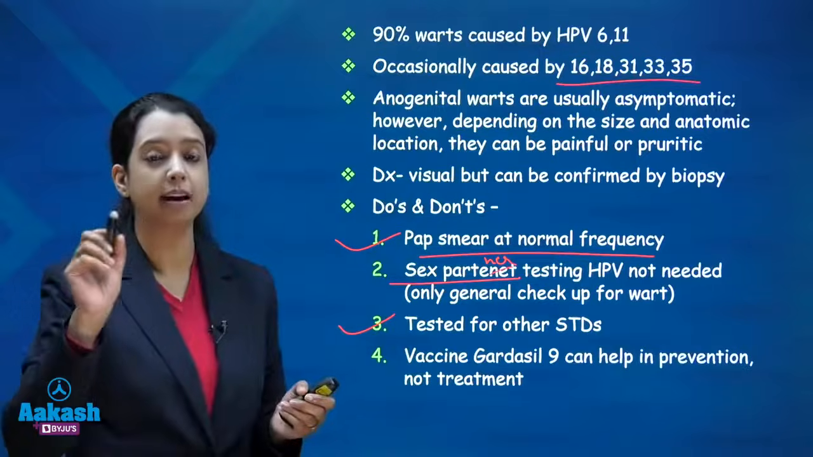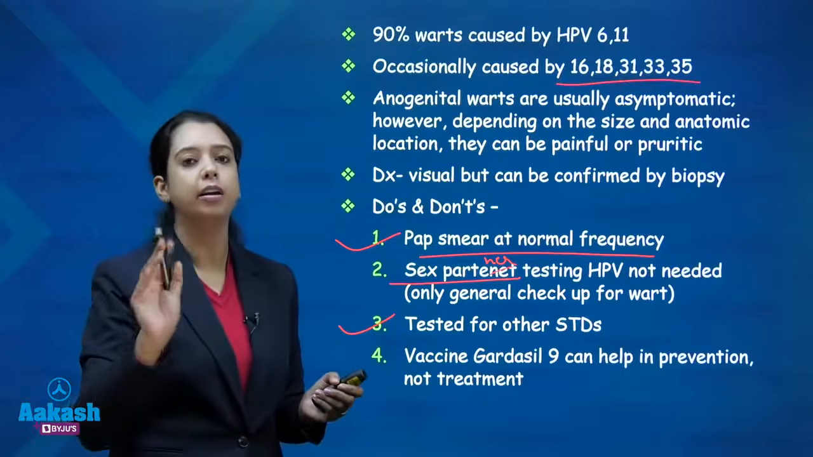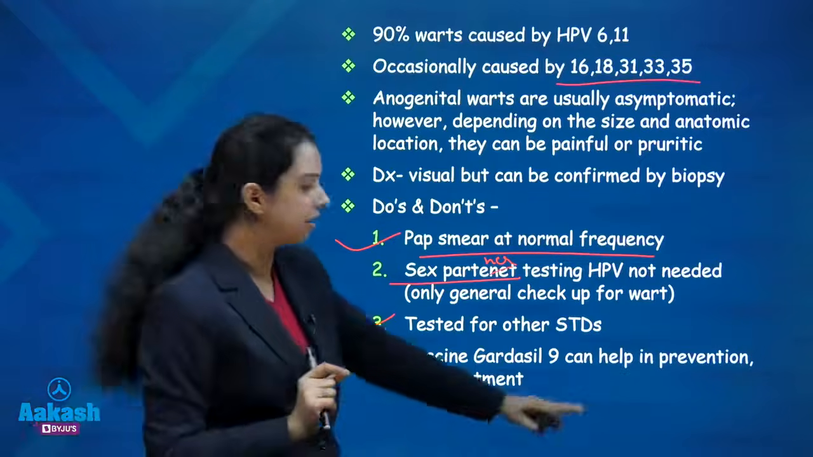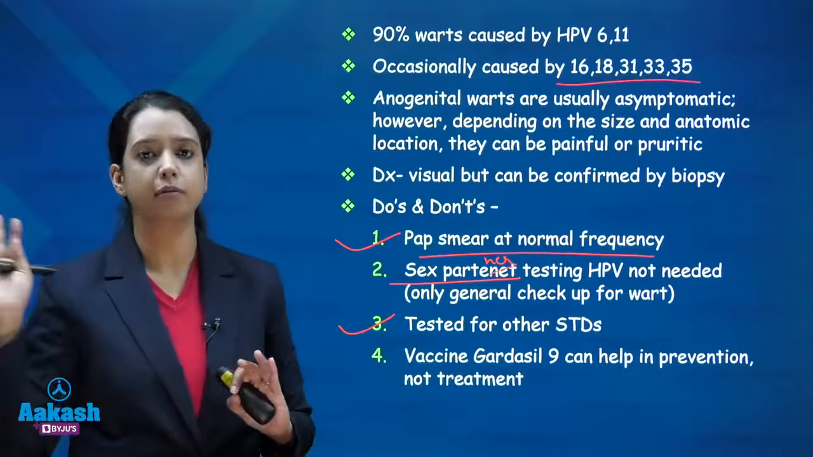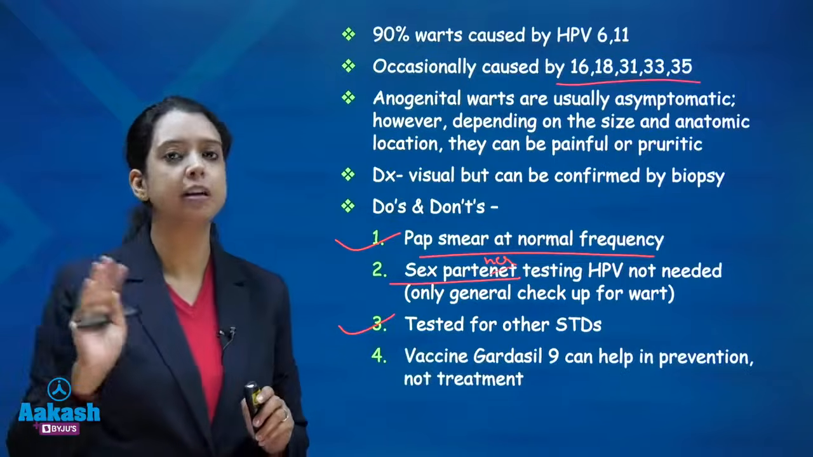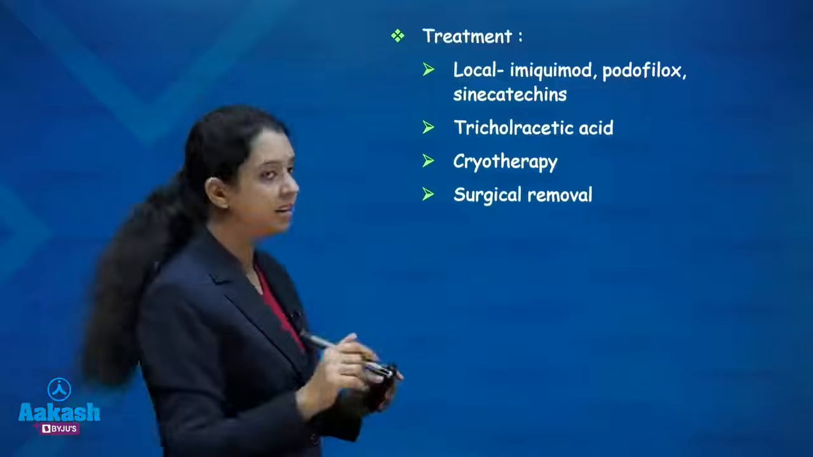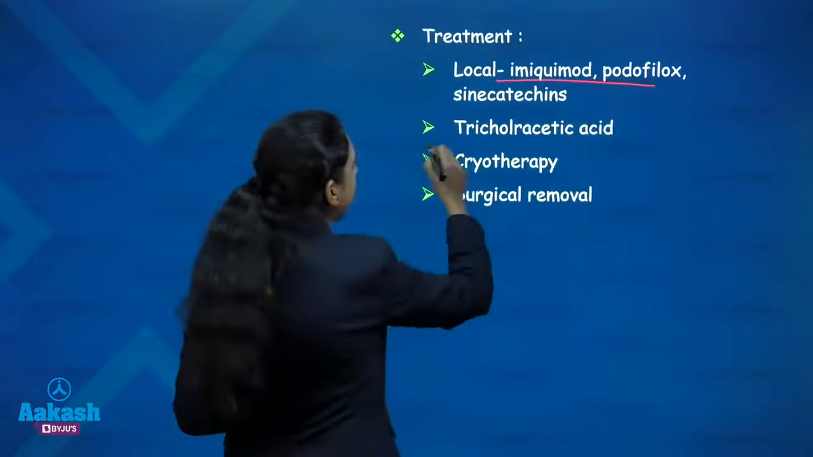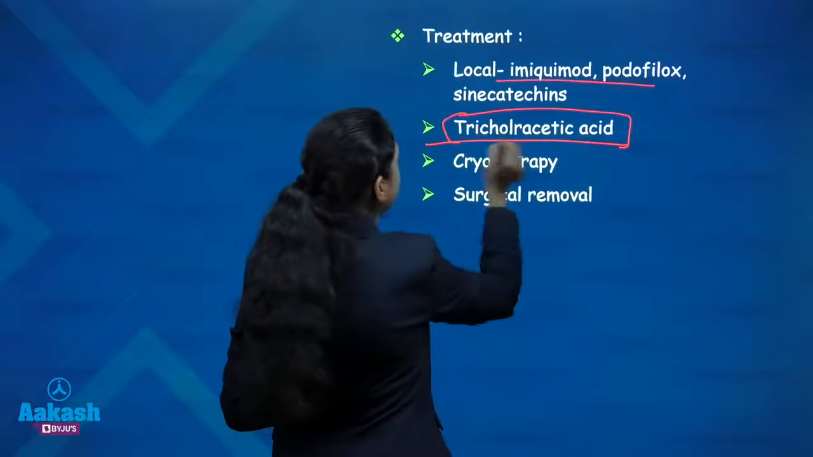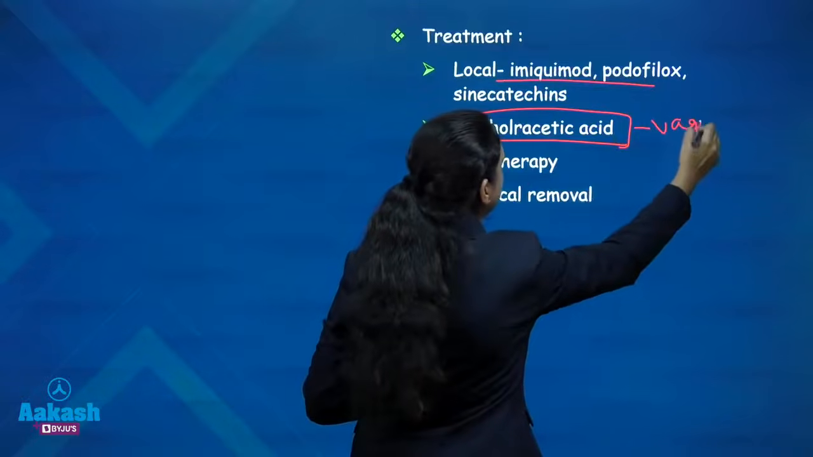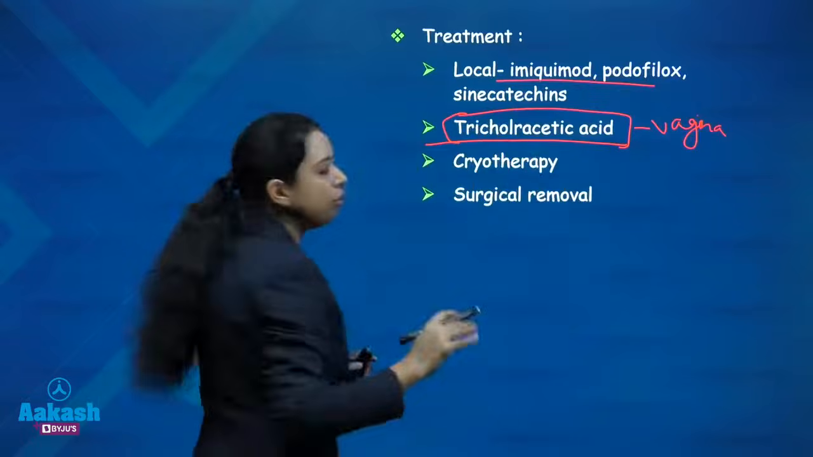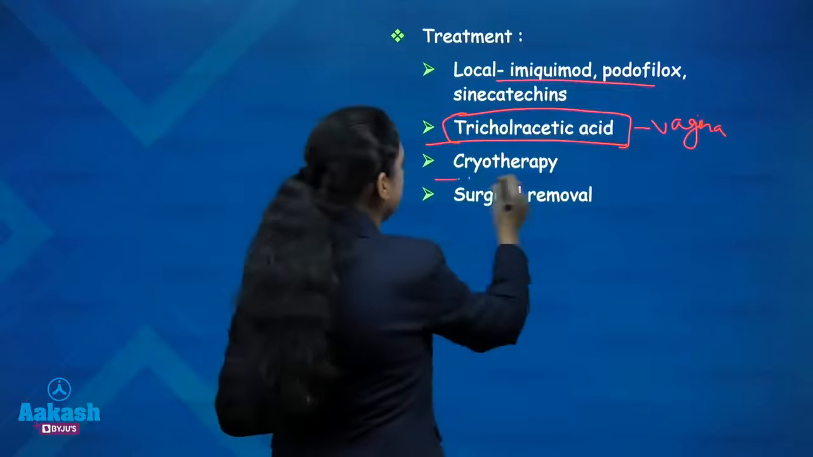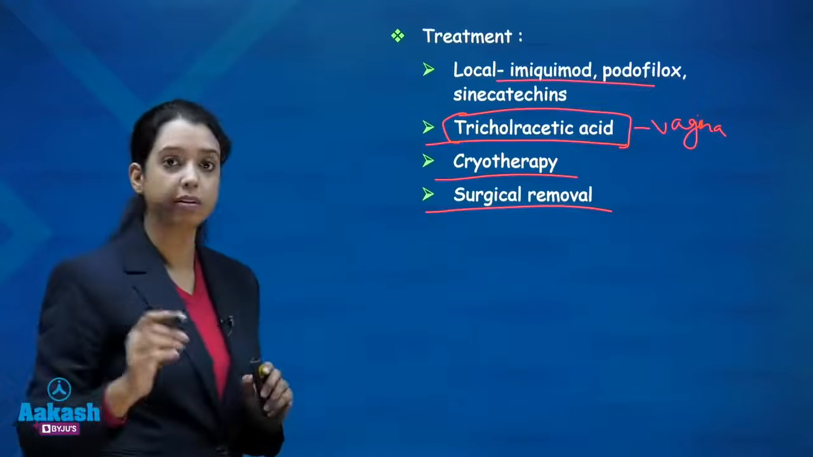What about the vaccine? Gardasil 9, the nonavalent Gardasil, is protective against warts, but it prevents them. It will not treat. So you can give her Gardasil for prevention of any other type of HPV warts, but she will not be treated by this vaccine. The treatment is either local imiquimod, podophyllotoxin, or trichloroacetic acid. Trichloroacetic acid can also be applied inside the vagina, for vaginal warts. Imiquimod or podophyllotoxin can be applied only on the outer skin. Trichloroacetic acid, cryotherapy or surgical removal, they all are choices for warts.